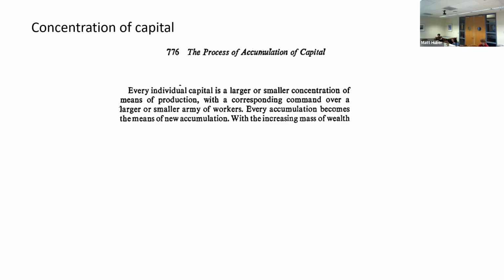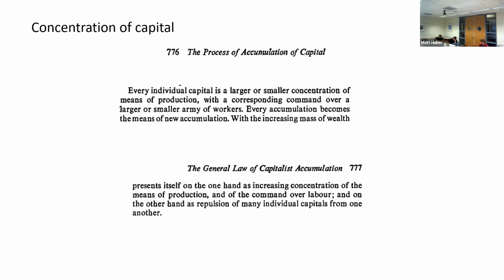Every individual capital is a larger or smaller concentration of means of production with corresponding command over a larger or smaller army of workers. Every accumulation becomes the means of a new accumulation. And with the increasing mass of wealth presents itself, on the one hand, an increasing concentration of the means of production and of the command over labor, and on the other, a repulsion of many individual capitals from one another. So he says as capitals start to grow and concentrate, they also start to subdivide and start to subcontract out stuff, right?